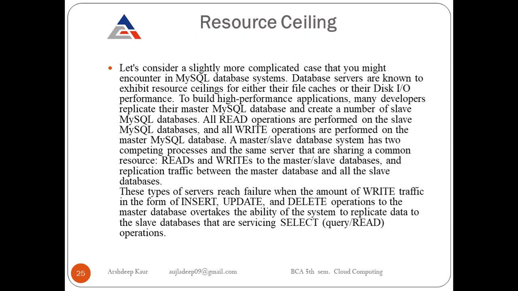A master and child database have two competing processes on the same server, sharing common resources. So we are performing write operations on the master database, and read operations on the child databases. So there is read and write to master and child databases, plus the replication traffic between the master database and all slave databases. It means we are repeating the same transaction for either a child or a master. These types of servers reach failure when the amount of write traffic, in the form of insert, update, delete operations to the master table, overtakes the ability of the system to replicate data to the slave databases serving select operations.